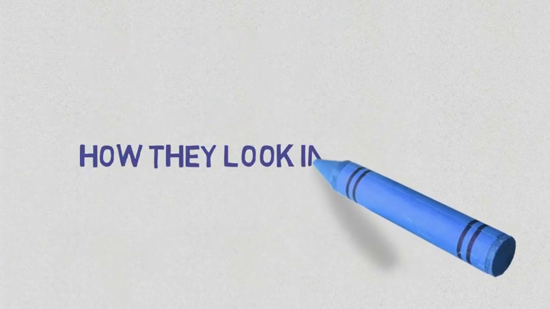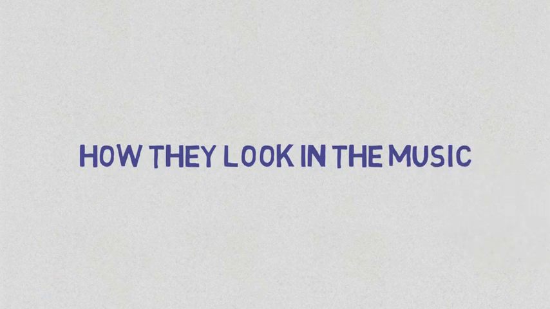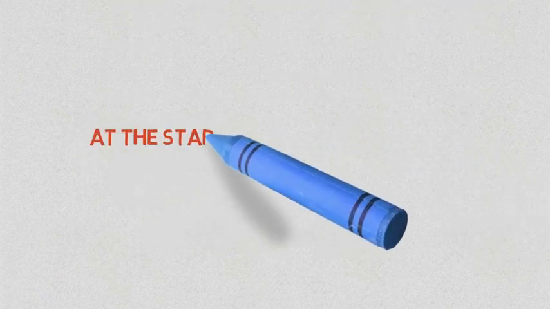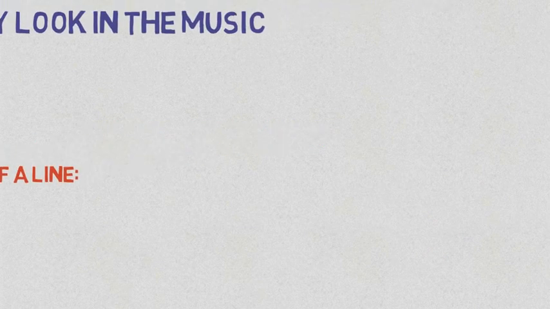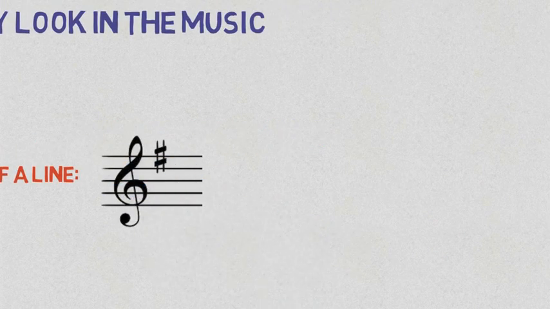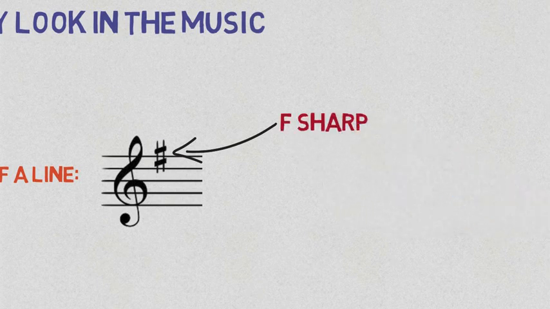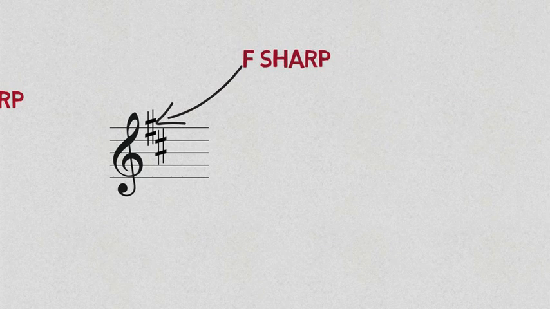But we want to learn how to read music, not play the piano, so how do they look in the music? Well, they can come at the start of the line, after the treble clef, like this. This is an example of an F sharp, and tells us that every F in that line should be sharpened. Here is another example, showing an F sharp and a C sharp.